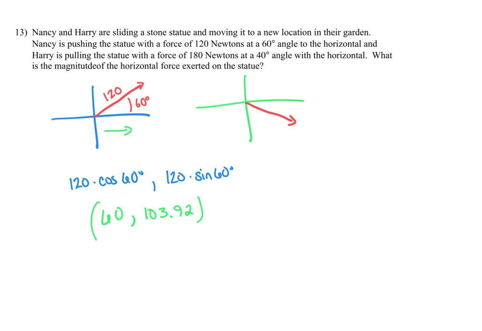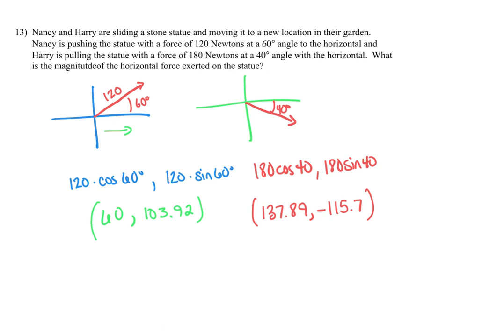All right, so once again, this guy is 40 degrees. How many newtons is he using? 180, so we're going to say 180 cosine of 40 and 180 sine of 40. And what do we get when we do that? For cosine, 137.89. For sine, it's 115.7. But what are we going to have to consider here for sine? It's negative. Component form is going to help us.